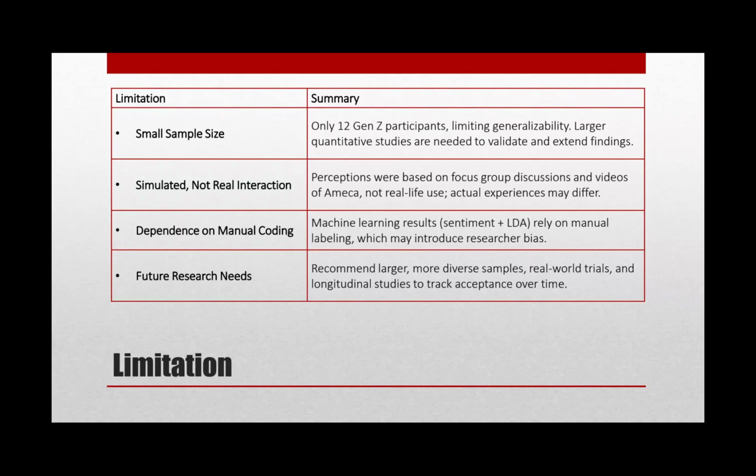And let's see another limitation, dependence on manual coding. As I told you, in order to code or label, I used a researcher, and I was also involved in this process. So it's better to use machine learning, which is more efficient, to code these texts. And future research needs to address a quantitative study because this was qualitative.